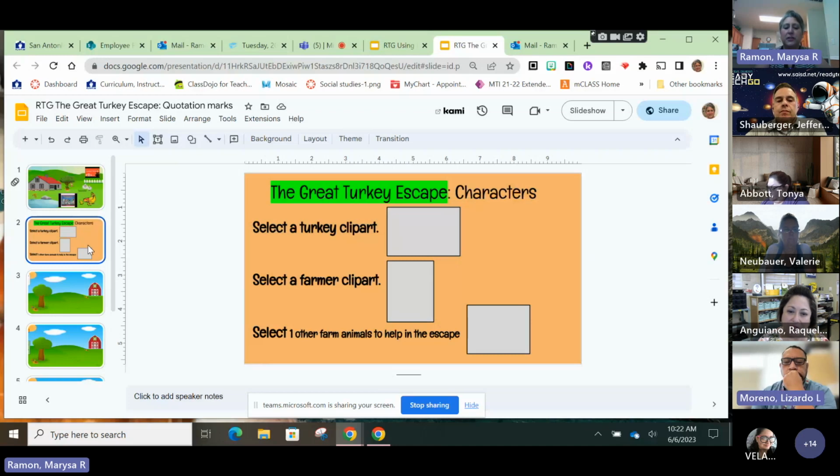They're going to select a turkey clip art. You're going to select a farmer clip art. You're going to select another animal that's going to help you escape. So it's really mirroring the read aloud, but also adding their own into it.